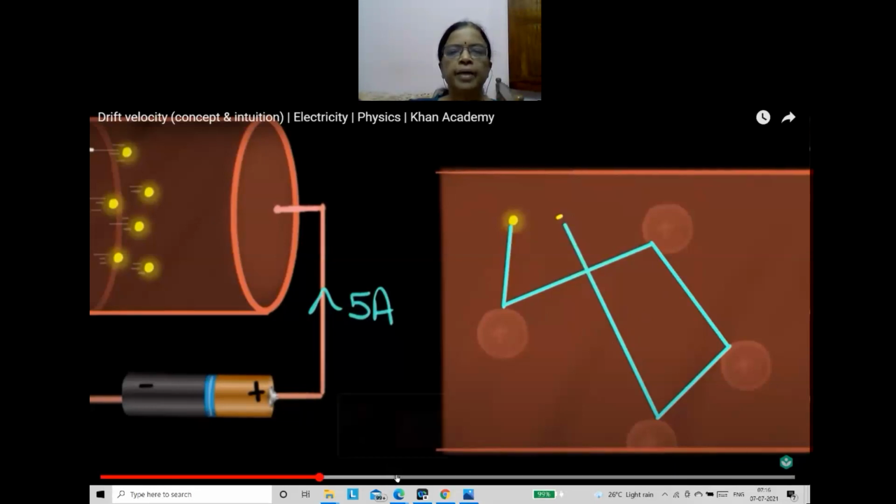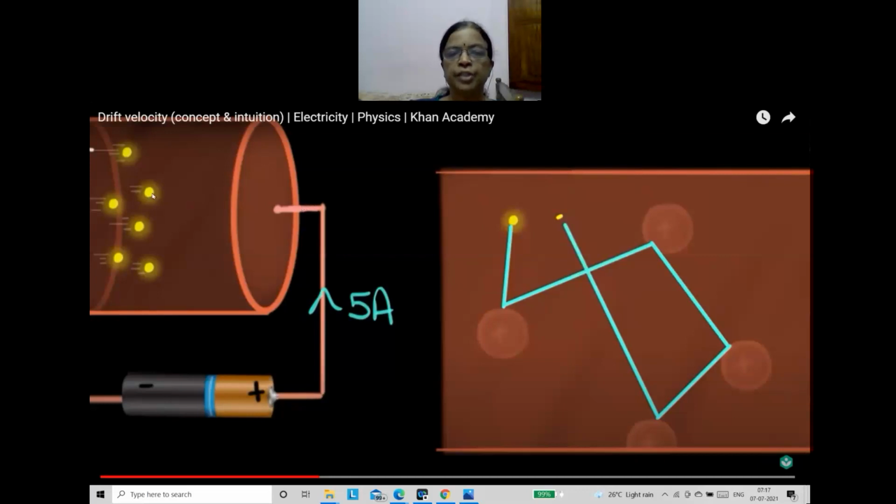When we apply potential here, this end becomes positive, so electrons will be accelerated. We know, for example, an apple falls towards the earth because of gravity, and it is accelerated. Similarly, when we apply positive potential at this end, electrons are accelerated. Electrons have negative charge, this end is positive, so they will be accelerated towards the positive of the battery.